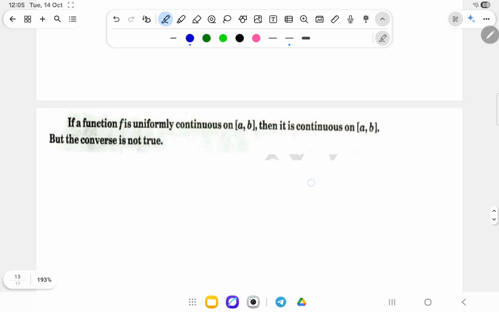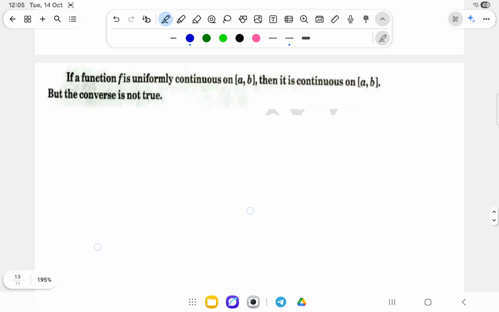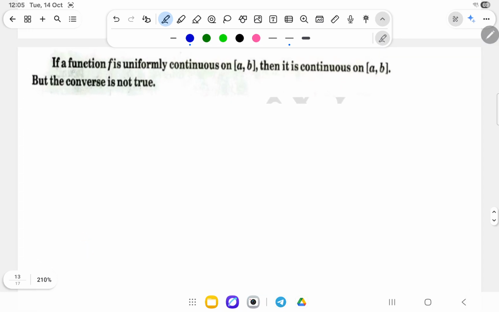This is not a question that is asked in the exam, but it is a theorem and it can be asked maybe in the near future, so we can just discuss this. It says that if a function f is uniformly continuous on the closed interval [a, b], then it has to be continuous on that interval, but the converse is not true. First let's just prove it and then we can discuss the converse part.